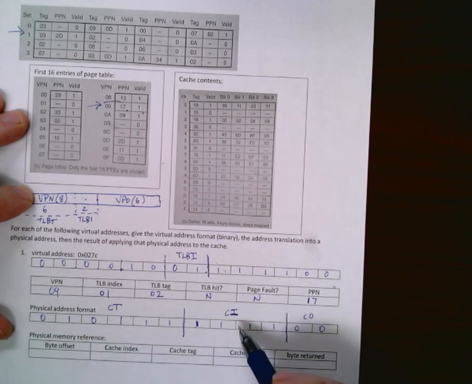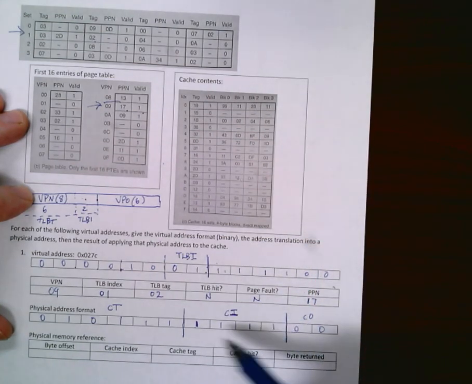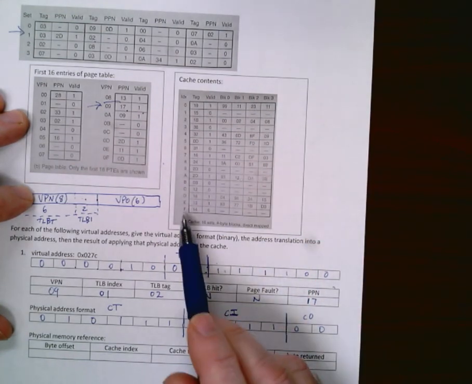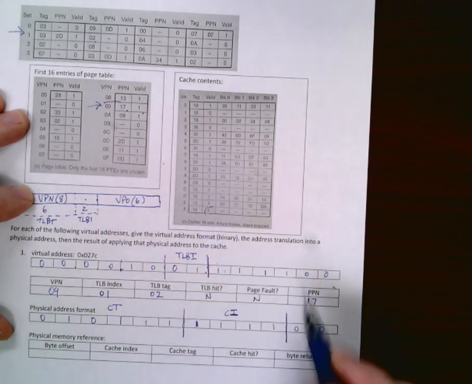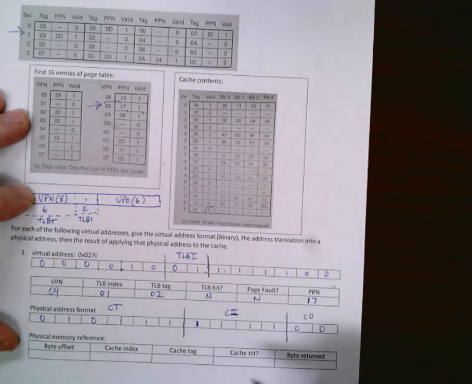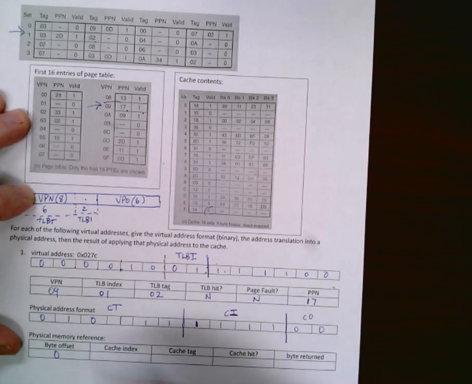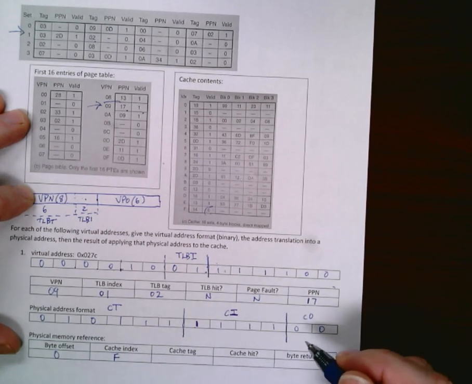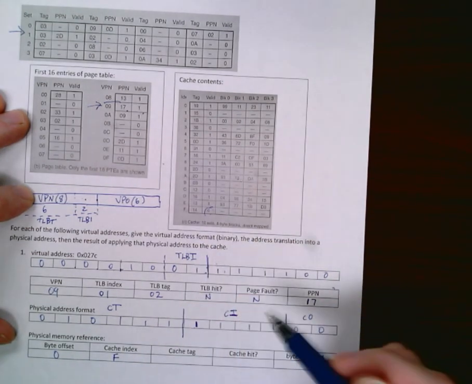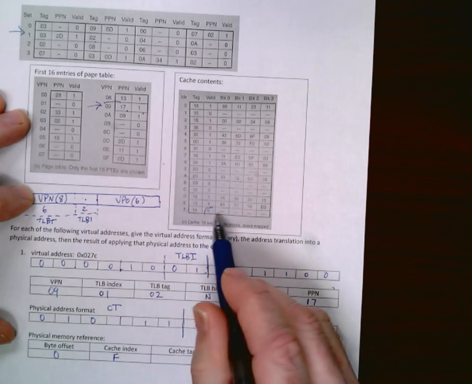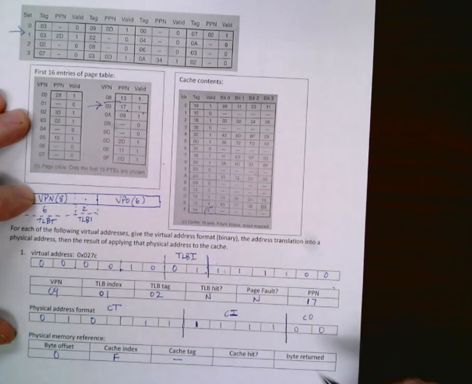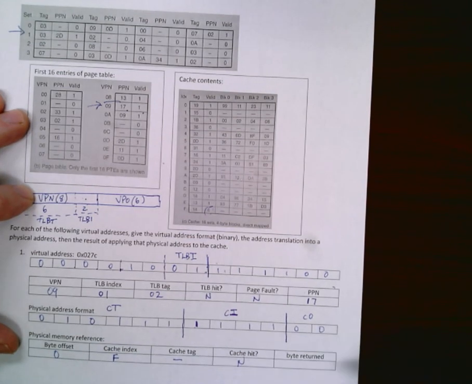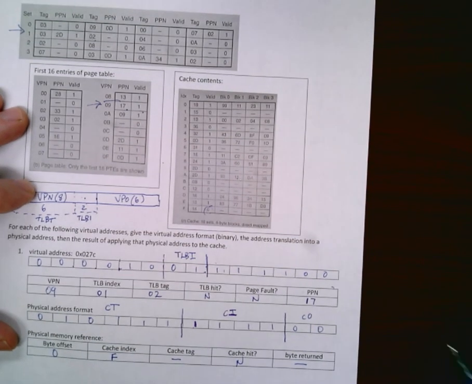So we start with the cache index. We go to our cache and we see that I've got an index of F. We go down to F and I see that immediately it's not valid. Alright, so we have our byte offset as 0 in this case. Cache index is F. We go to F there and we see the cache tag. Well, it's not valid, so it doesn't really matter in this case. And the cache hit is no, and the byte returned is nothing.